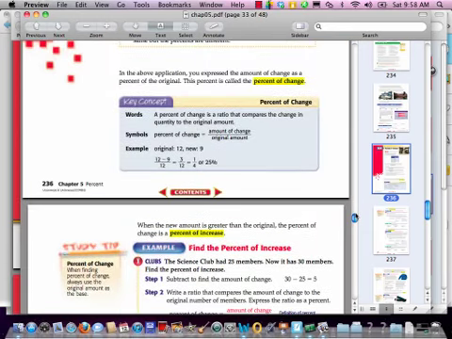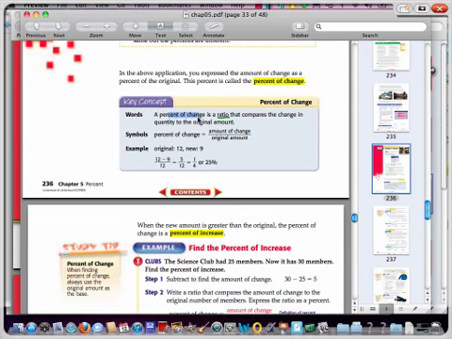All right, let's get this arranged. All right, so here are our key concepts. We're talking about percent of change. We're talking about the ratio of the change compared to the original. So here's my formula: percent of change is the amount of change over the original. So whatever that is, and then of course change it into a percent. And that's what we're going to be doing in this section.